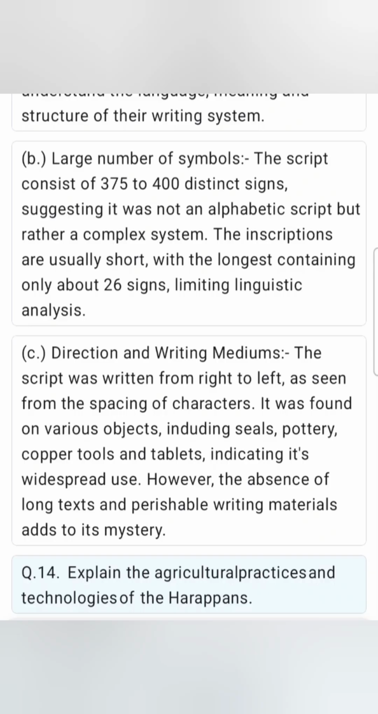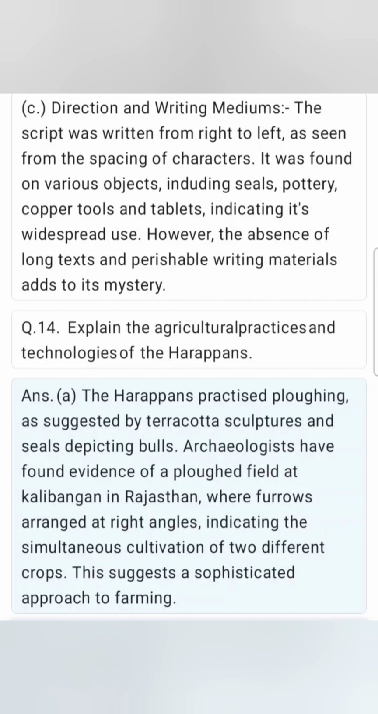Q. 14. Explain the agricultural practices and technologies of the Harappans. Ans. The Harappans practiced plowing, as suggested by terracotta sculptures and seals depicting bulls. Archaeologists have found evidence of a plowed field at Kalibangan in Rajasthan, with furrows arranged at right angles, indicating the simultaneous cultivation of two different crops. This suggests a sophisticated approach to farming.